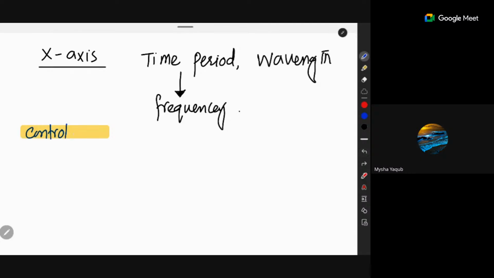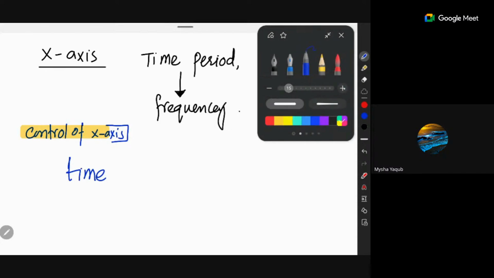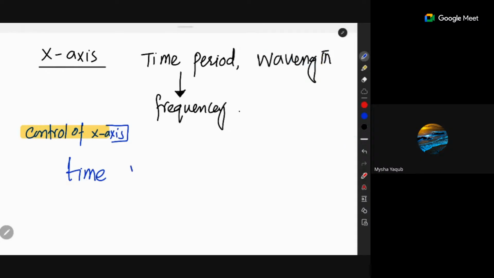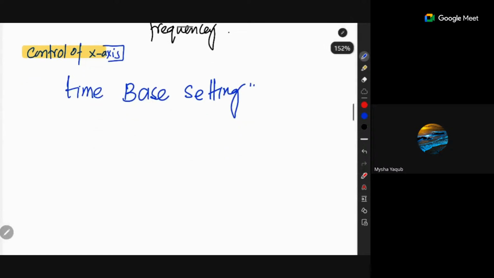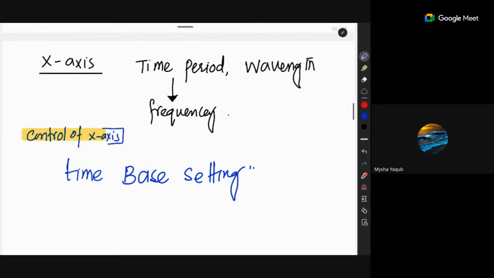Sorry, control of X axis. I am just writing in bits. So control of X axis is basically time based setting. What is the X axis control? That is your time based setting. Got the point? Time based setting. Please recall this, time based setting. Now, time based setting means that CRO is nothing but the grid.